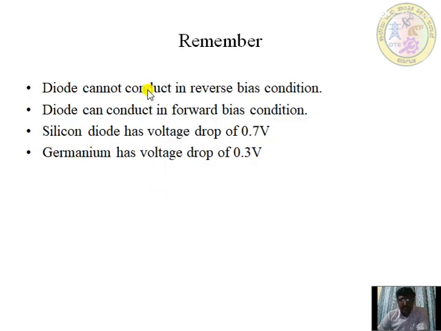One thing you should remember from this whole session is that a diode cannot conduct in a reverse bias condition. So there will be no flow of current. Next, a diode can conduct only in forward bias condition. Silicon has a voltage drop of 0.7 volts and germanium has a voltage drop of 0.3 volts in forward bias, since in reverse bias there will be no flow of current.